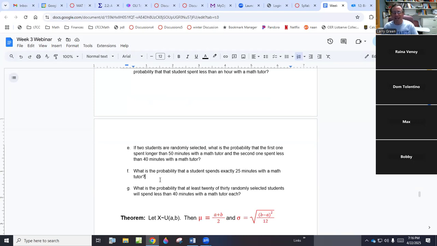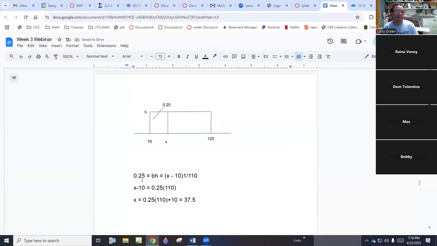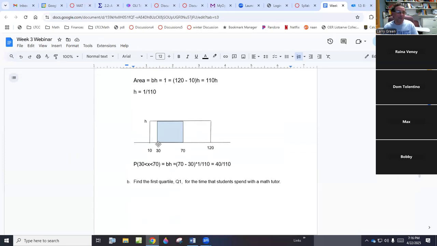Okay, well, what is that? We do the same idea. So now we want the probability that X equals 25. So on the graph, like over here, we went from 30 to 70. If it's exactly 25, where does it go from what to what?